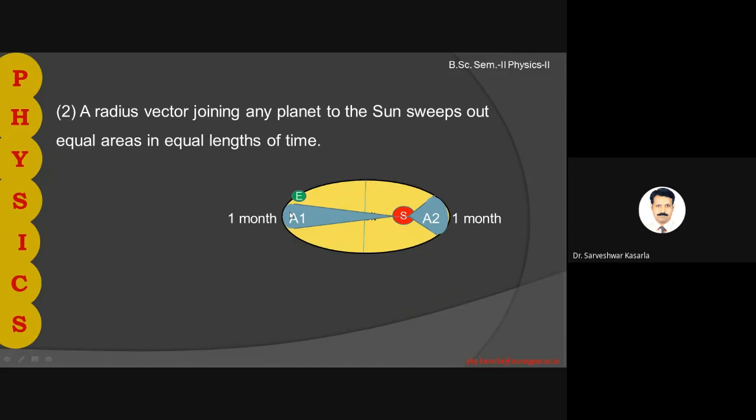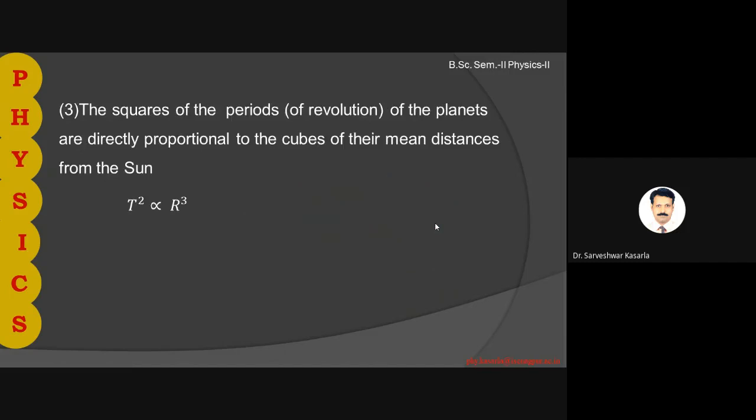That means, for example, in 1 month duration, the Earth moves from here to here. So the area swept will be A1, and on the other side, if the Earth moves from here to here during 1 month, the area swept here is A2, then A2 will be equal to A1. So this is the second law. This law was also put forward by Kepler in around say 1609. But the third law was put forward after 10 years of the first and second law, that is 1619. Okay, that is the important law.